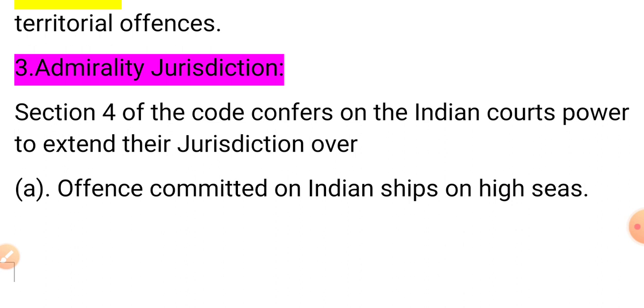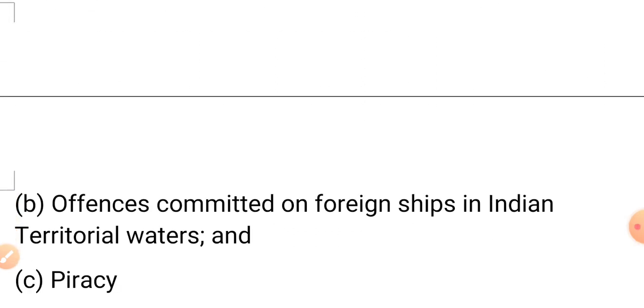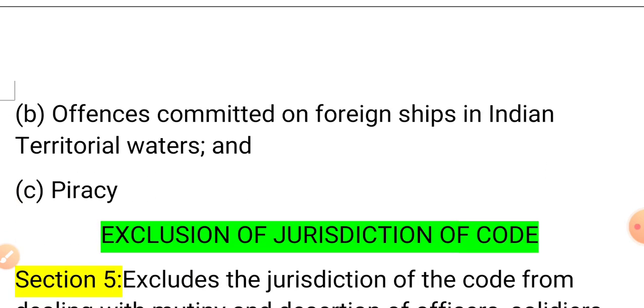Section 4 of the code says that the Indian courts have jurisdiction over offenses committed on Indian ships on the high seas. And they have power to extend their jurisdiction over offenses committed on foreign ships in Indian territorial waters, and they have jurisdiction to try piracy related offenses. This is section 4, which gives the Indian courts power to exercise admiralty jurisdiction.